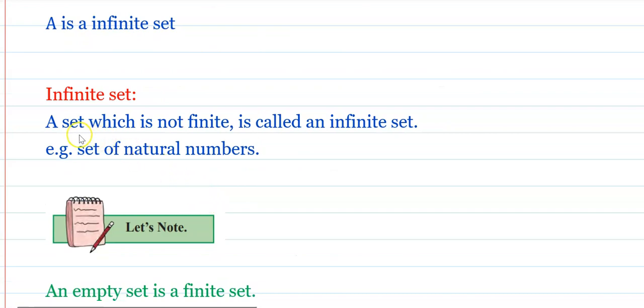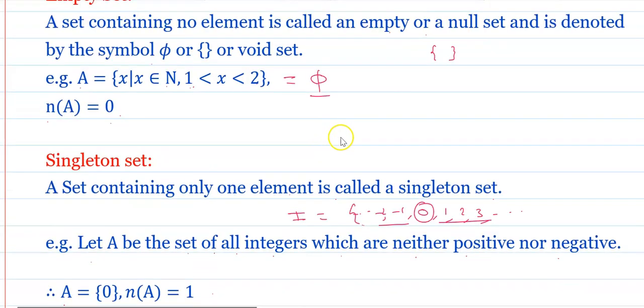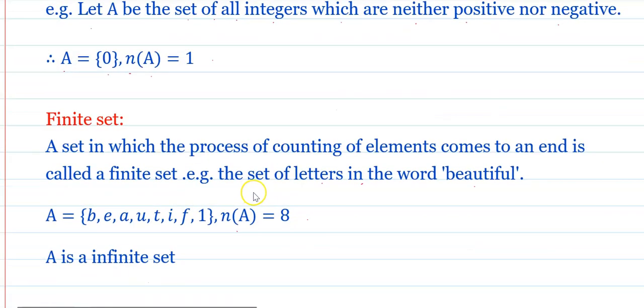What about the infinite set? A set which is not finite is called an infinite set. For example, the set of natural numbers. We can't count it. It is infinite. Now the next. Note what is important: an empty set is a finite set. And the set of all the points on a circle is an infinite set. Z is the set of integers. Here I denote the set of integers like this as I, but it is Z. Okay. Now the next.